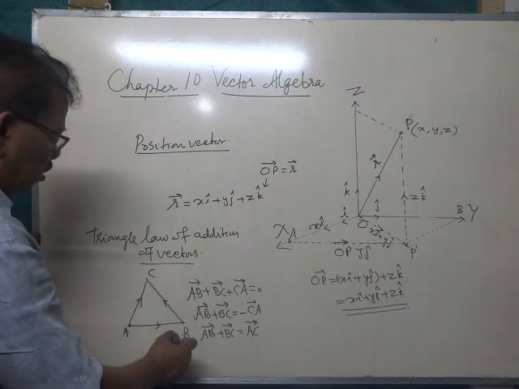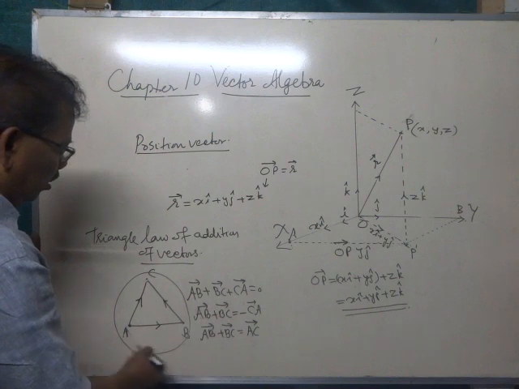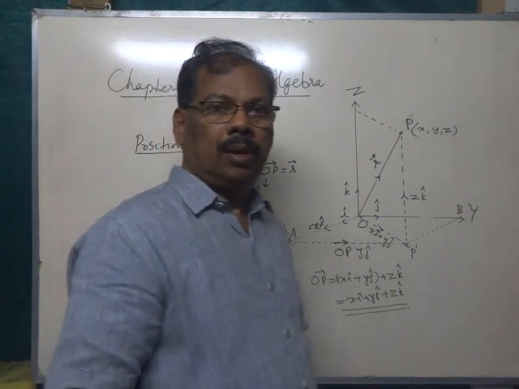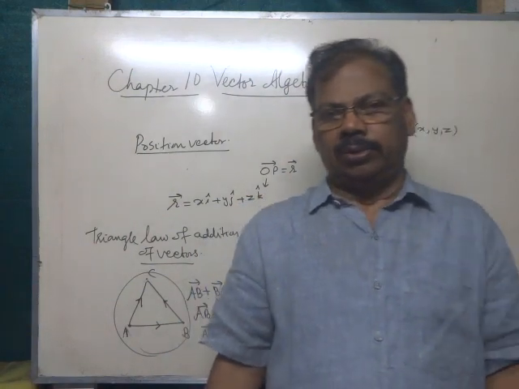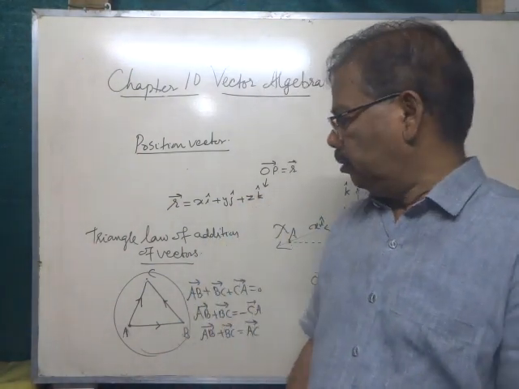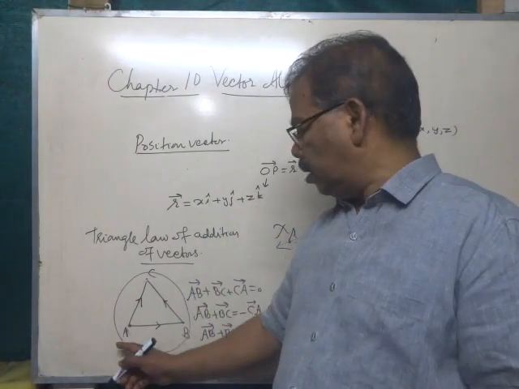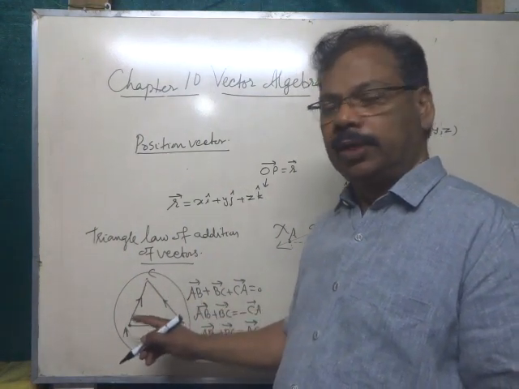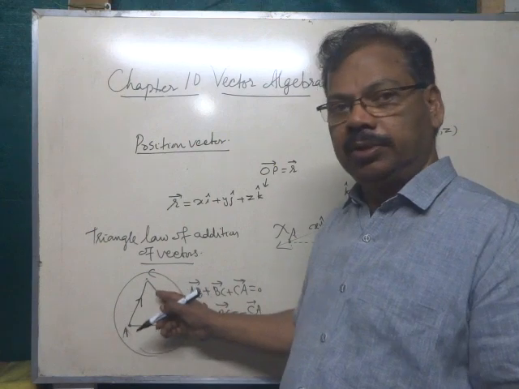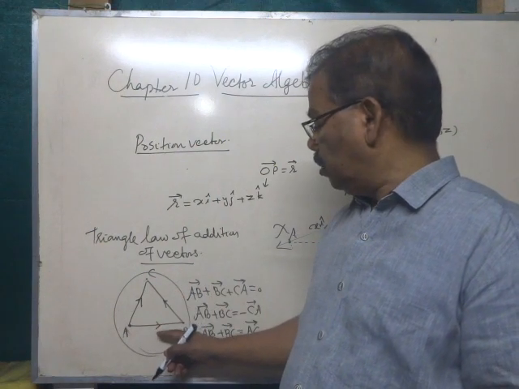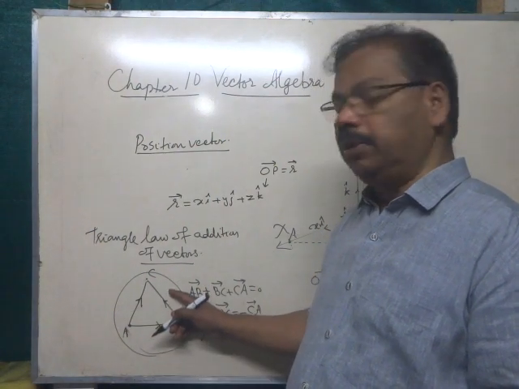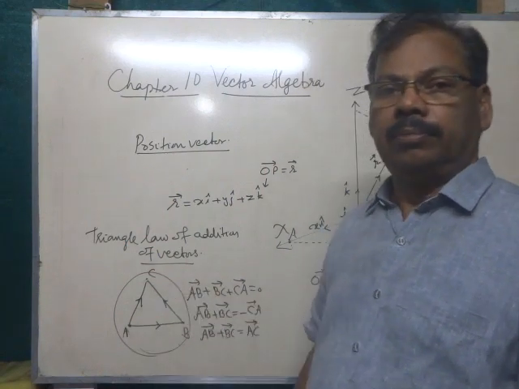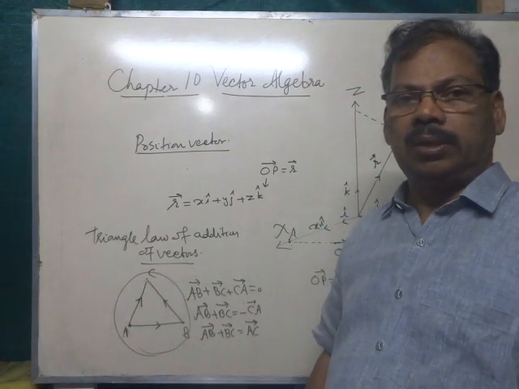This is known as triangle law of addition of vectors. If two vectors are AB and BC, that means two sides of a triangle ABC, then vector AB plus vector BC will be equal to vector AC, third side of the triangle taken in the reverse order.